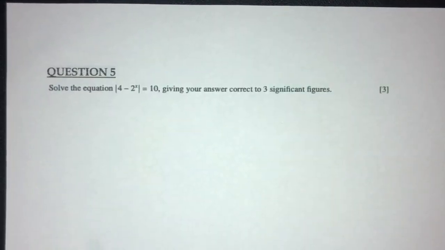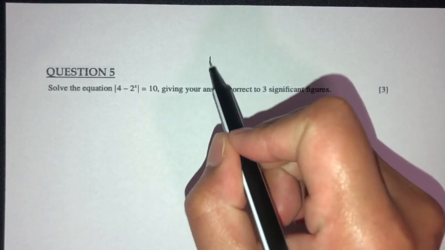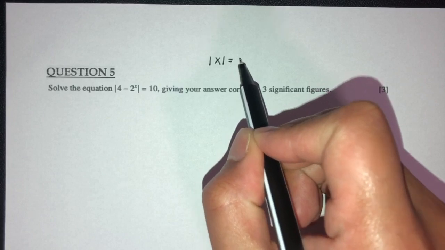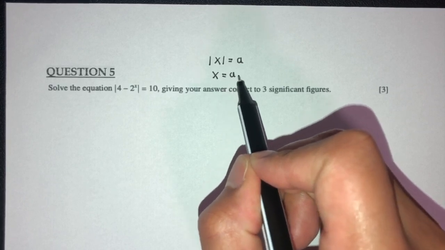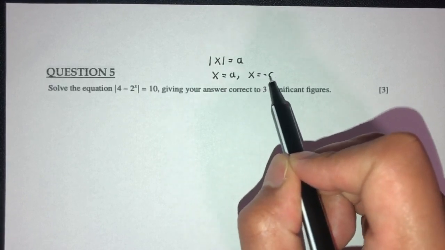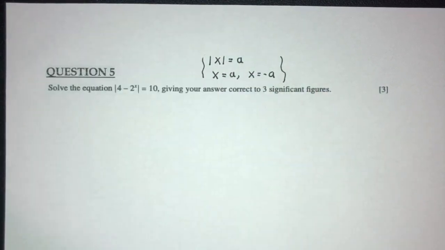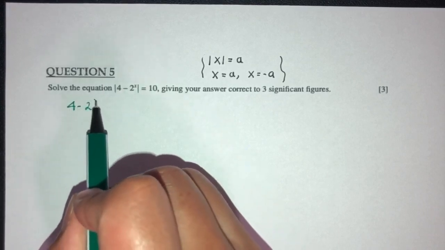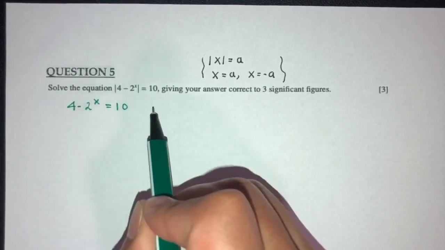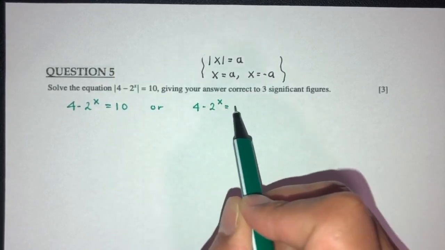Now let's move on to question number 5. So here we have a third case, when you have modulus is equal to a constant. So in this case, what happens? Pretty easy. It is simply x is equal to a or x is equal to minus a. So this is how you break this down for this kind of example. So here you can see on the inside we have this, that will be equal to 10, or as we can see, this one will be equal to minus 10.